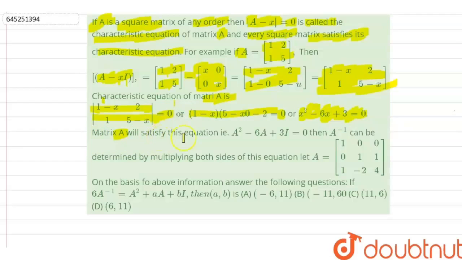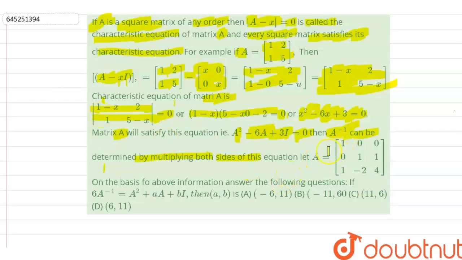Matrix A will satisfy the equation. Basically it says that matrix A satisfies this equation. So basically we are going to put the matrix A in the place of X. For satisfying, basically we have to put A here, so that's why it will be A squared minus 6A plus 3I equals 0, and A inverse can be determined by multiplying both sides. You know that thing, that if we take this 3I from the other side and multiply A inverse on both sides, then we'll get A inverse.